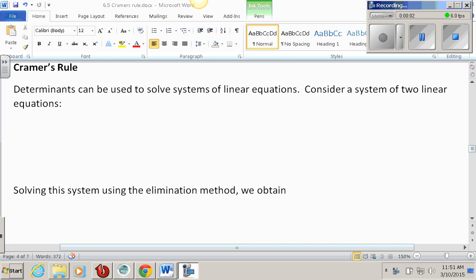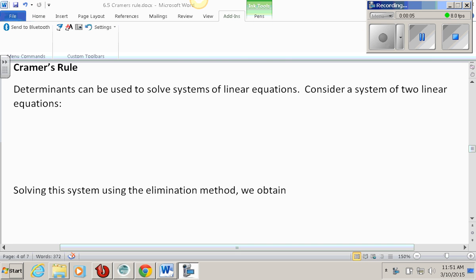This lesson is for Mrs. Cucci's College Now Pre-Calculus class. We are finishing last class's lessons, and we're picking up on Cramer's rule.